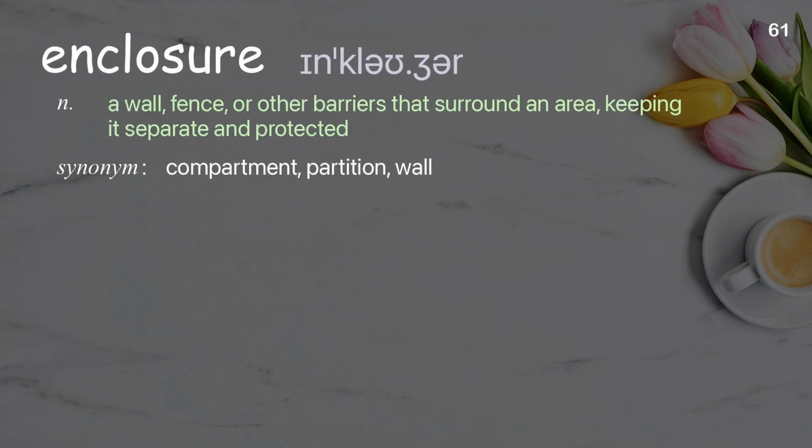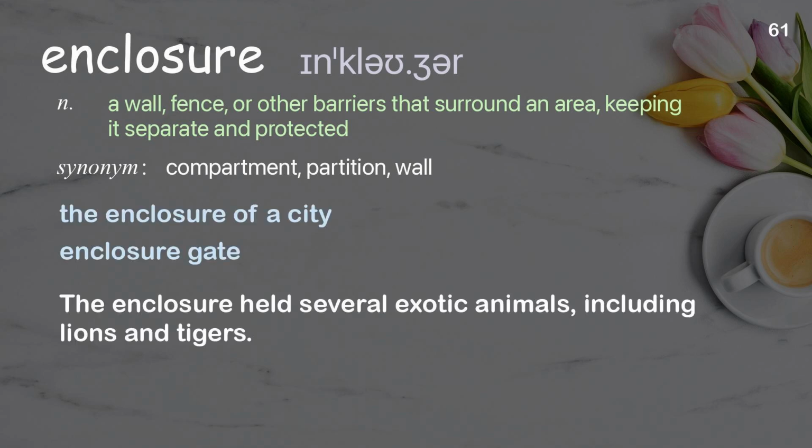Enclosure. A wall, fence, or other barrier that surrounds an area, keeping it separate and protected. Examples: the enclosure of a city, enclosure gate. The enclosure held several exotic animals, including lions and tigers.